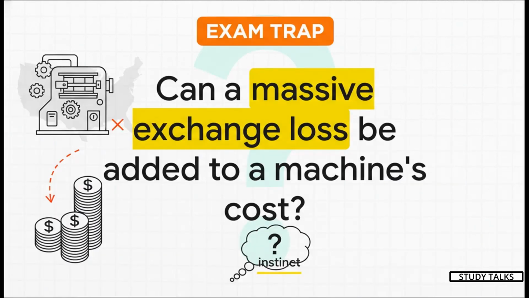So let me start by throwing a classic exam trap at you, one where so many marks are lost. Picture this. Your company buys a huge machine from the US, and you get a dollar loan to pay for it. But by the time you have to pay, oh no, the rupee has tanked. This creates a massive exchange loss. The machine has basically cost you way more rupees than you planned. So the question is, can you just add that loss to the cost of the machine? What does your gut say?